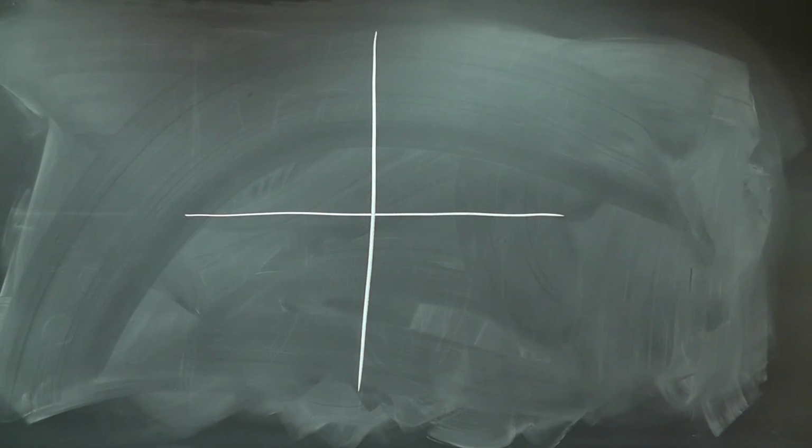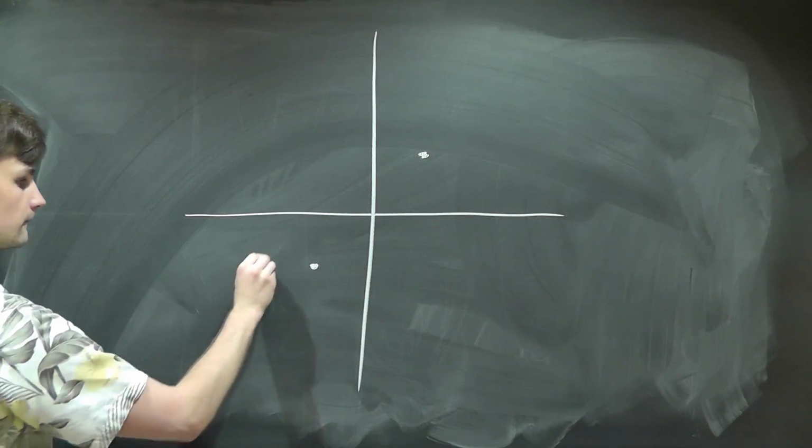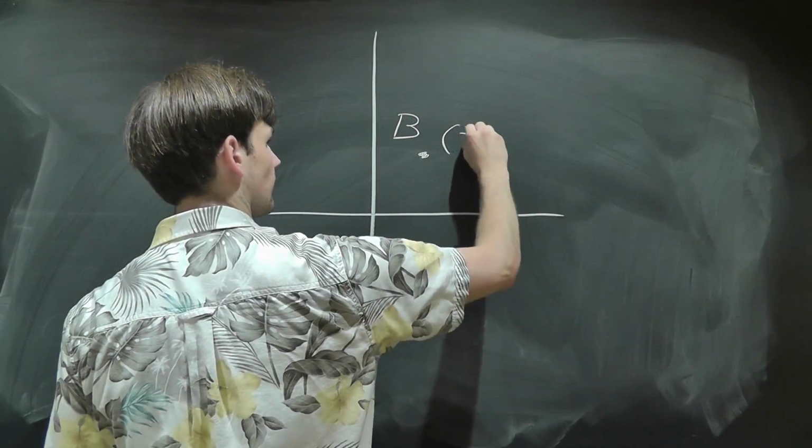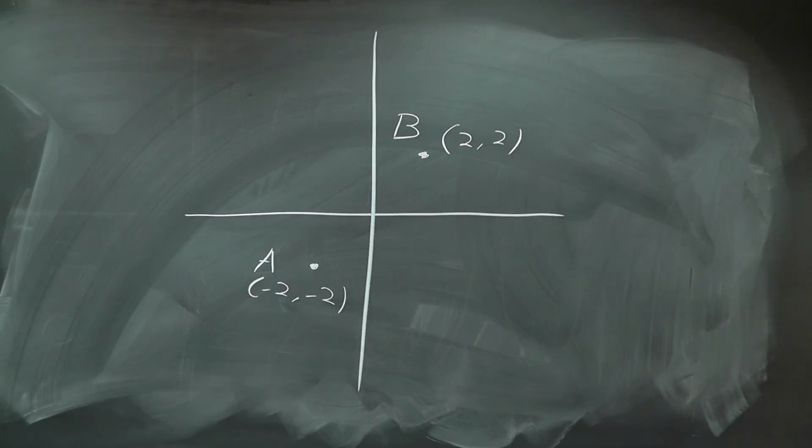Today we're going to talk about something super important to physicists: eigenvectors. So let's draw an xy axis with 2 points on the axis, point A and point B. Point A will be in position -2, -2, while point B will be in position 2, 2.